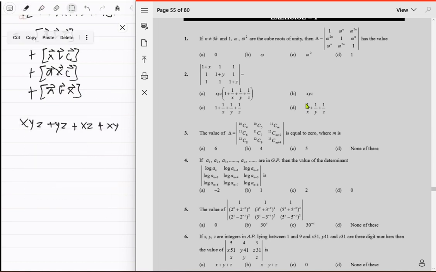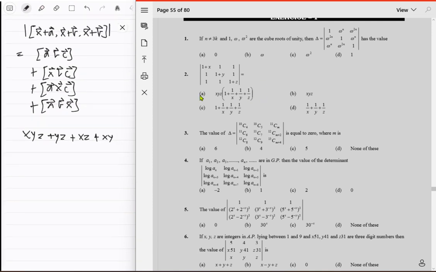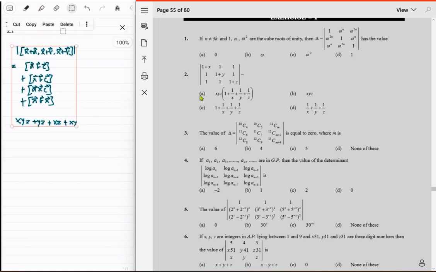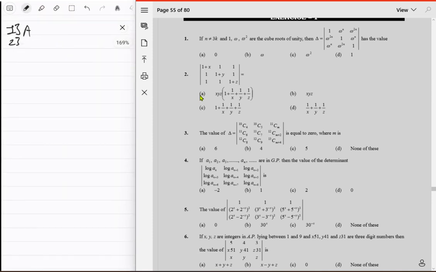Wow, that was awesome. So what do you get? You get this as the value of this determinant, which is xyz common, and just 1 plus 1 upon x plus 1 upon y plus 1 upon z. So a is correct. Next question. Or you could have just done this by usual multiplication and stuff.